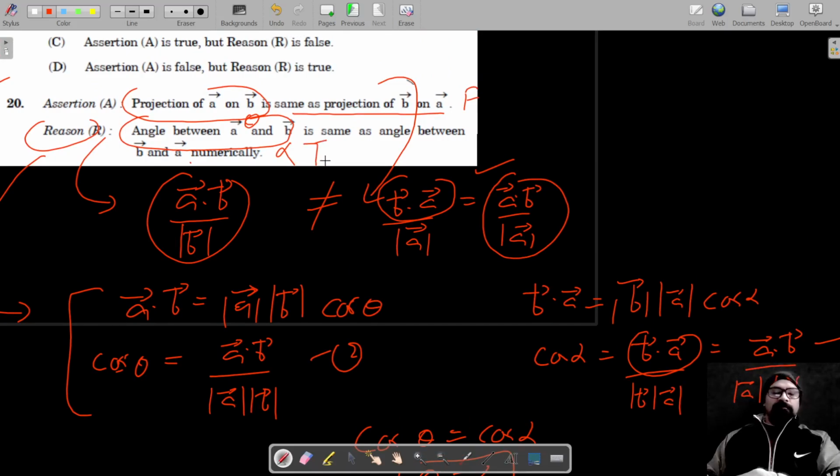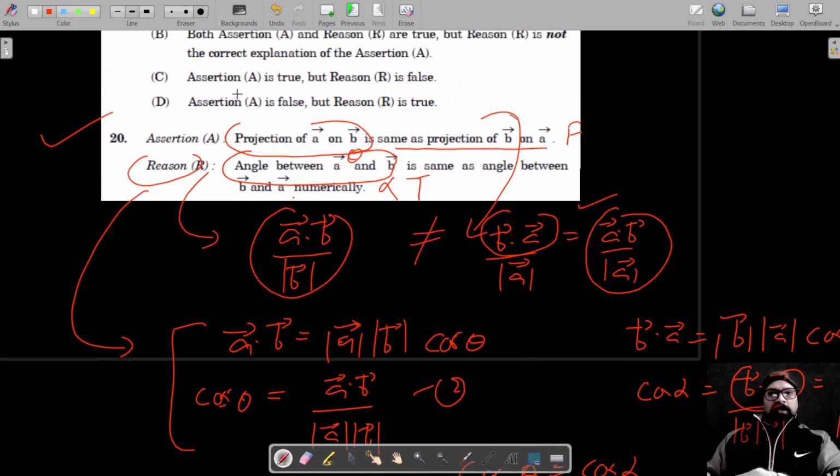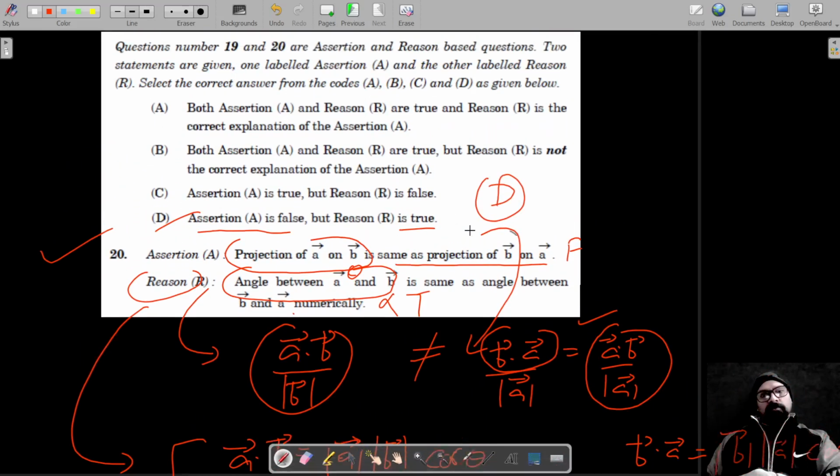So this is true, but this is not the correct explanation of A. So we can only say that assertion is false, but reason R is true. So D is the correct option for this one.